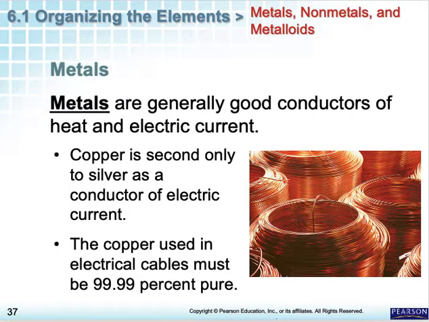So what are the properties of metals? Metals are good conductors of heat and electric current. We use copper as a conductor in our wiring in our home. Silver is better, but it's way more expensive, so we use copper. And the copper cables must be 99.99% pure to be used in your home.